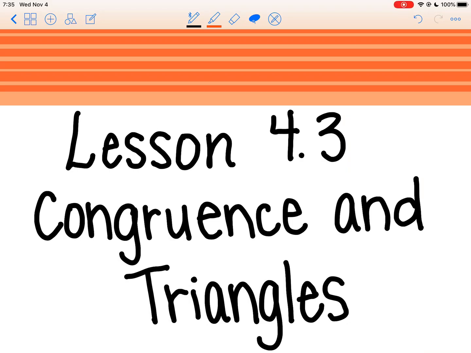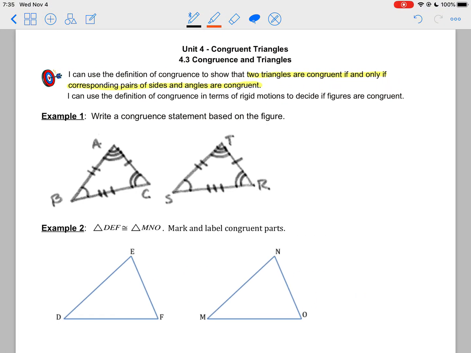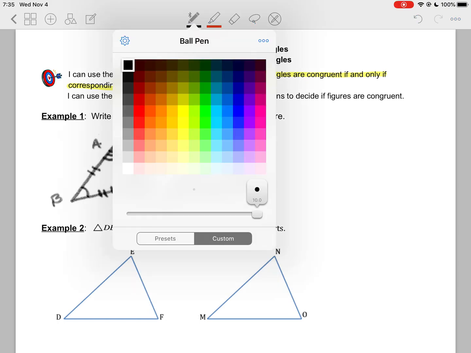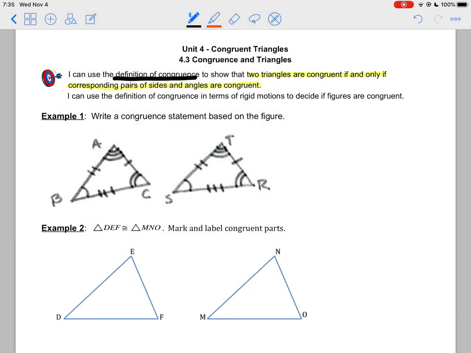In this lesson, 4.3, we're going to talk about congruence and how it applies to triangles. For this lesson, we are going to be using the definition of congruence. The definition of congruence reads, two triangles are congruent if and only if, because remember, definitions are always biconditional. So two triangles are congruent if and only if corresponding pairs of sides and angles are congruent.